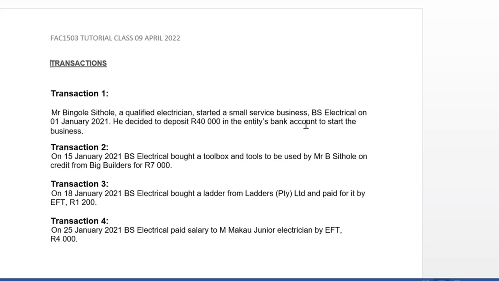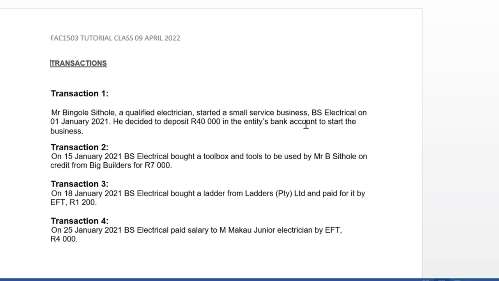So the first transaction, my question is, I'm going to pick anyone to just answer me. What do you think will be the source document of you recording this transaction? I'm going to pick just one of you and just guess, even if you don't know, just tell me what source document you will be using to record this transaction. So I'm going to ask Silindile. Silindile, just comment on the chat here. What do you think will be the source document for this transaction?